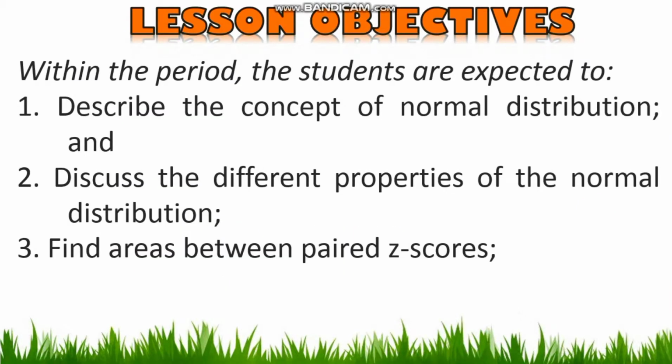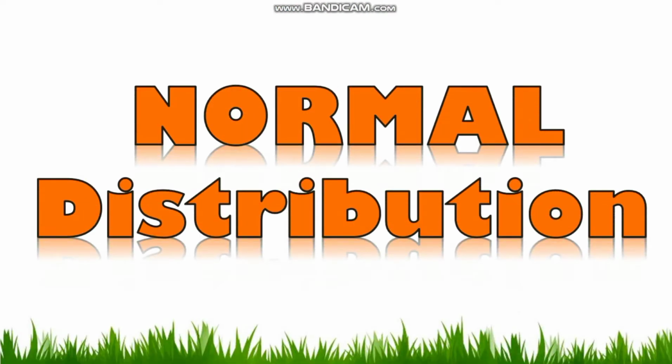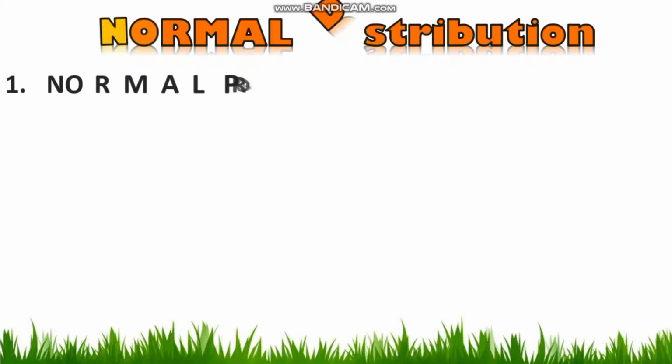The objective for today's episode: within the period, the students are expected to describe the concept of normal distribution, discuss the different properties of the normal distribution, and find the areas between z-scores. Or in short, we have the normal distribution. So what is normal distribution?